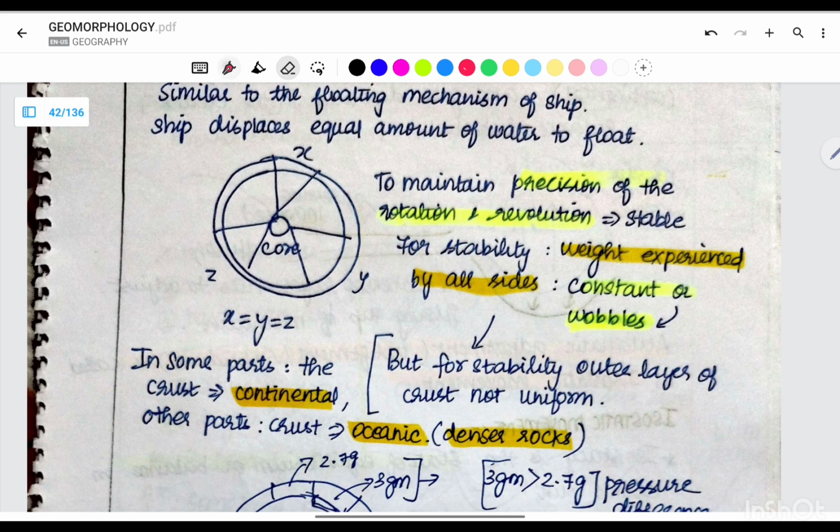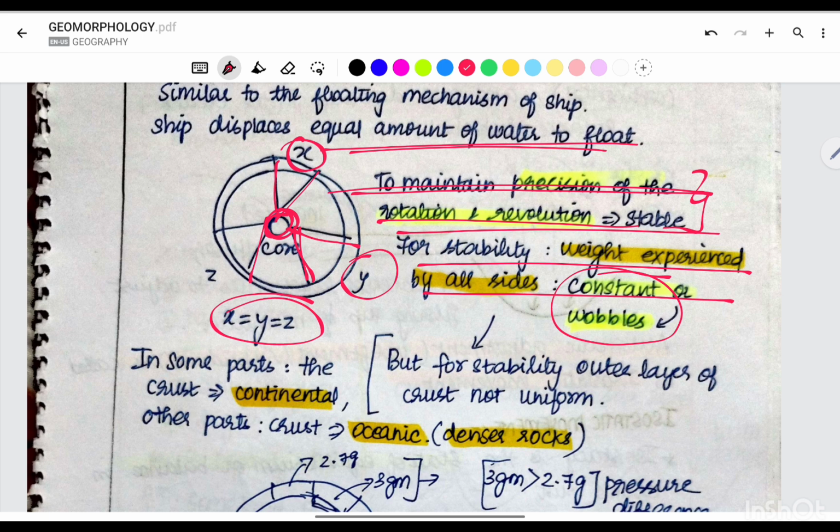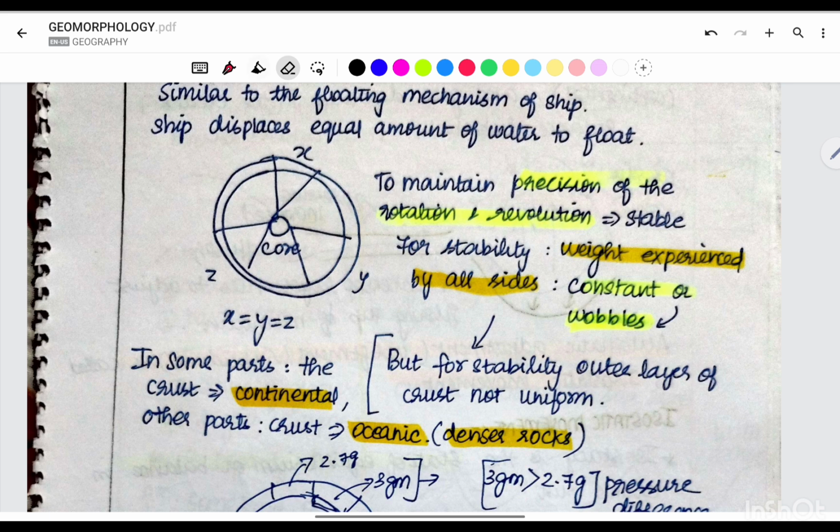The ship displaces an equal amount of water to float. Then we have the core and a region present over here. Now we need to say that all the regions are equal. To maintain the precision of the rotation and revolution, it needs to be stable. The weight experienced by all the sides must be constant for its stability to rotate and revolve.